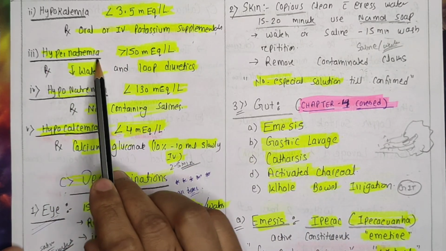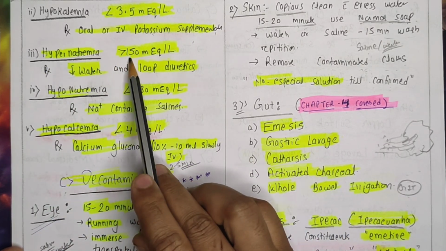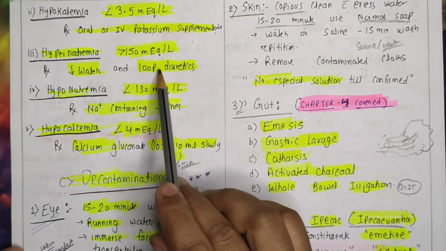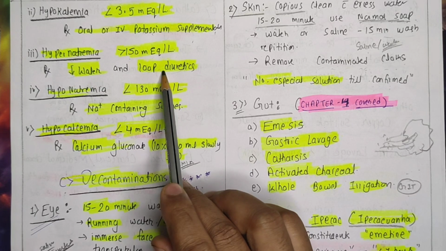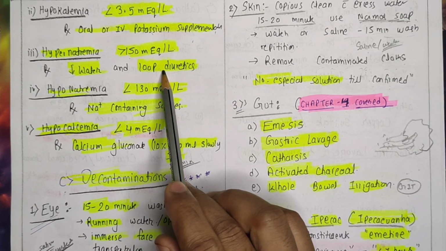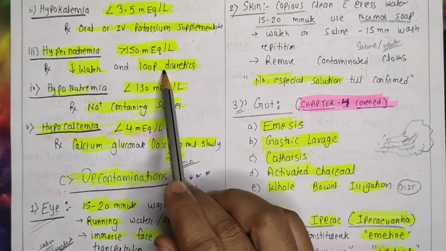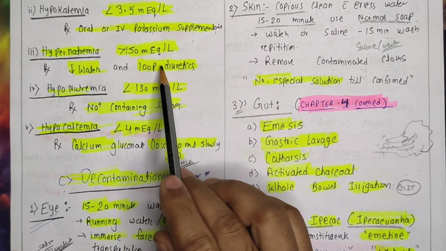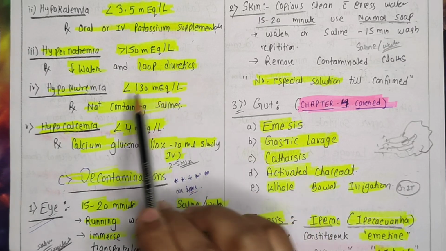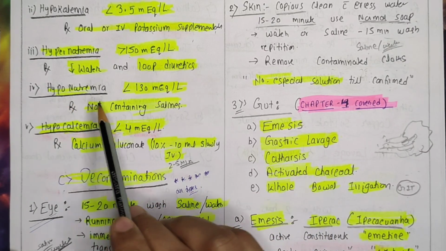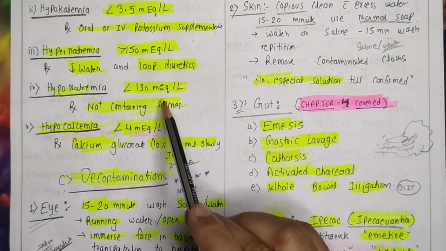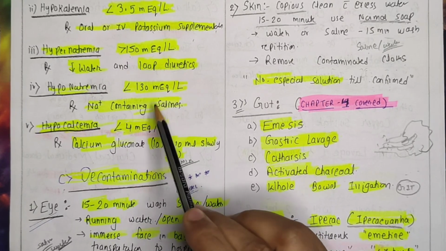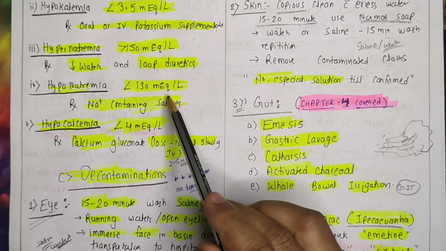Then similarly hypernatremia, that is when the level of sodium goes above 150 milliequivalent per liter. In this condition, we will give loop diuretics. These loop diuretics will act on the sodium-potassium co-transport pump and help us in removing the excess sodium, and the sodium level will get normalized. Similarly, if there is a lack of sodium in the patient's body, at that time we can go with sodium saline, which contains sodium ions, so it will replace the deficient sodium levels.